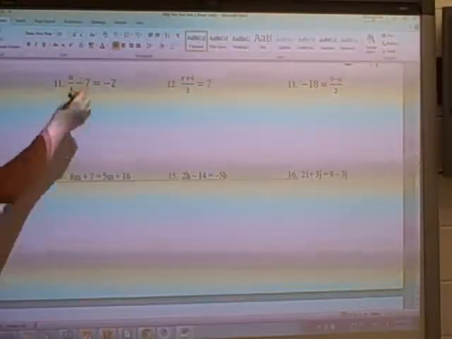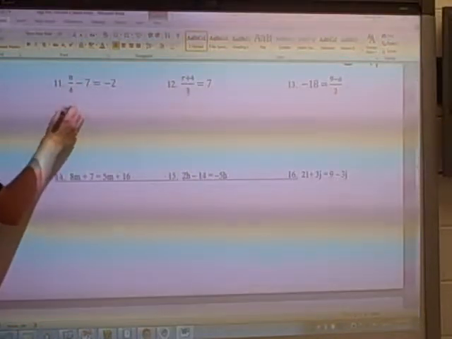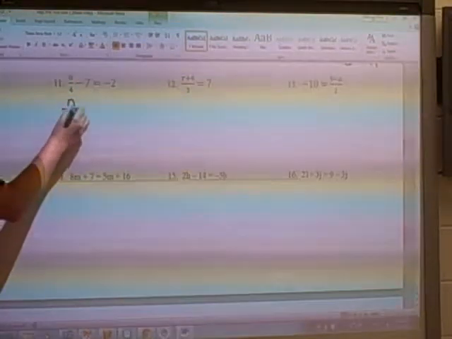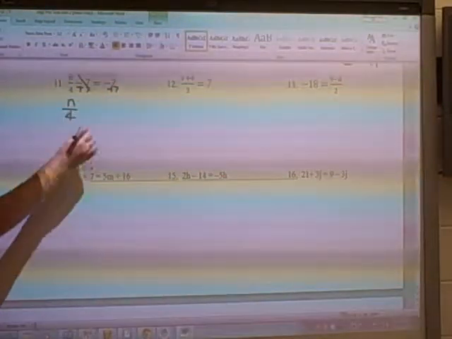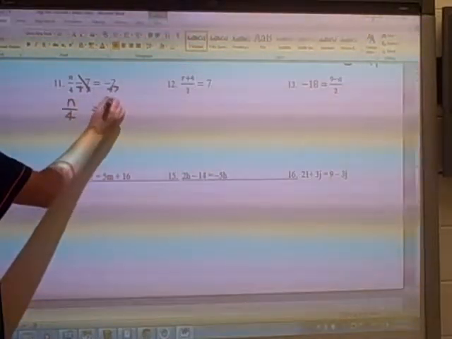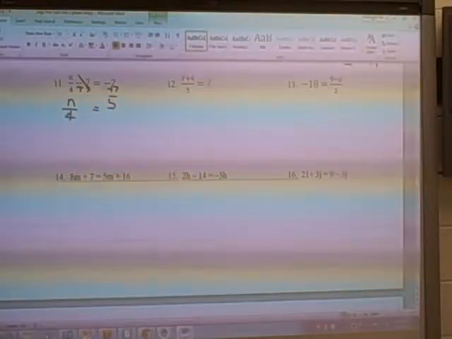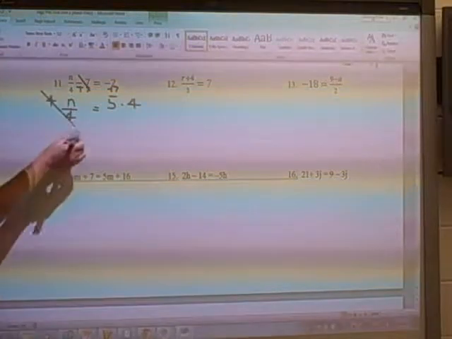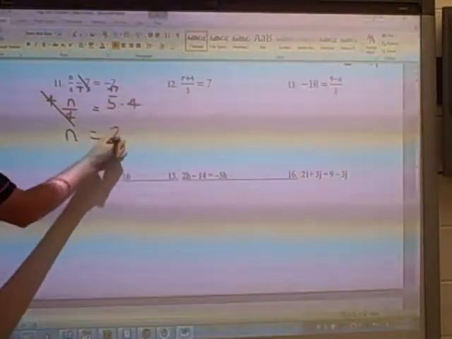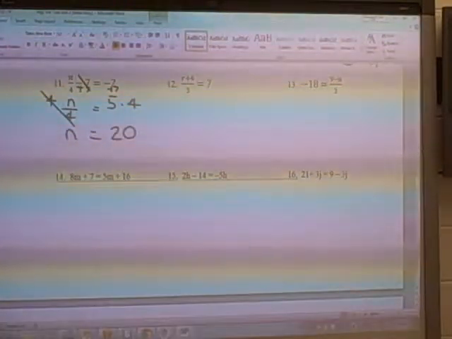So for this one here, I'm going to bring my term to the other side. So instead of subtracting 7, I'm going to add 7 to both sides. So that's going to cancel on that side. Negative 2 plus 7 is 5. And then instead of dividing by 4, I'm going to times both sides by 4. Those 4's will cancel, and I get n equals 20.